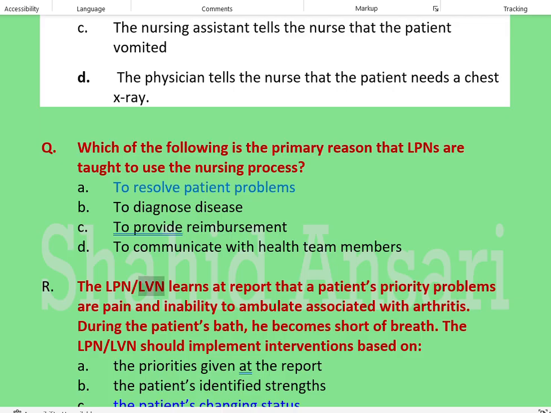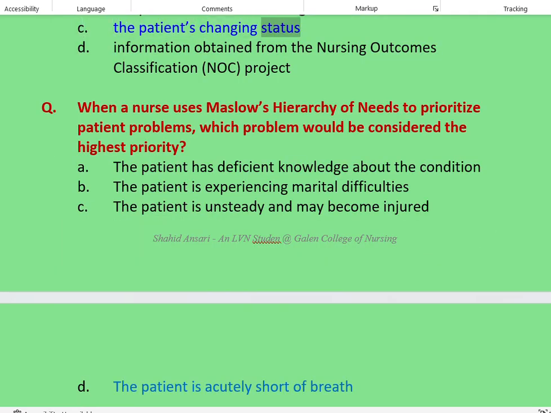The LPN/LVN learns at report that a patient's priority problems are pain and inability to ambulate associated with arthritis. During the patient's bath, he becomes short of breath. The LPN/LVN should implement interventions based on: A. The priorities given at the report. B. The patient's identified strengths. C. The patient's changing status. D. Information obtained from the Nursing Outcomes Classification, NOC, project.